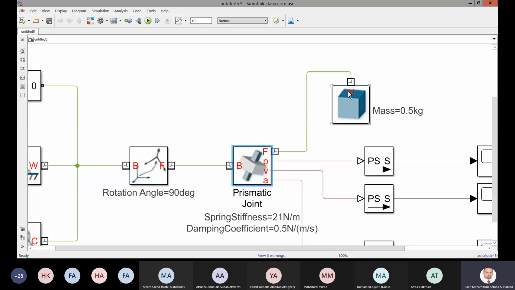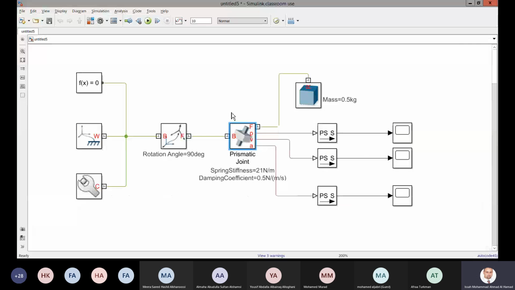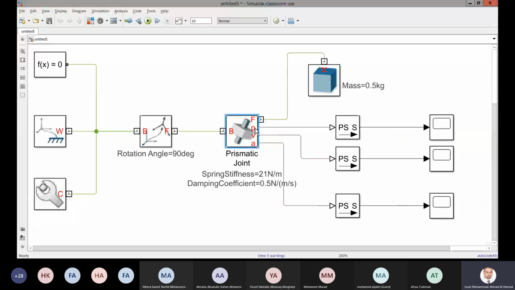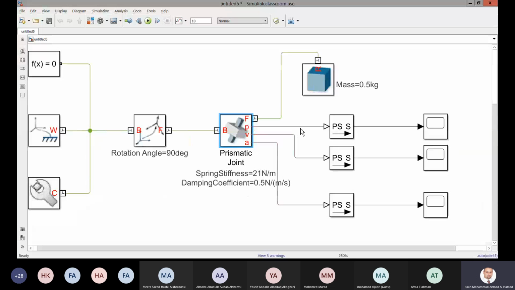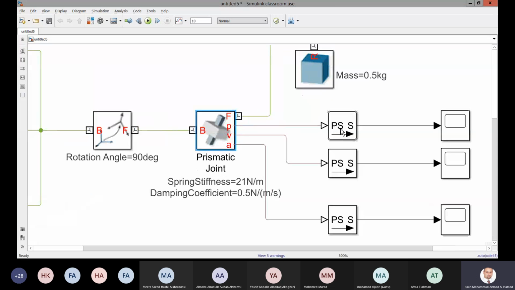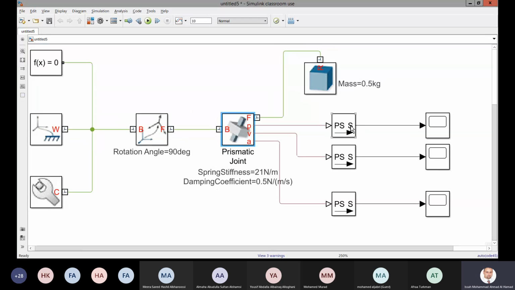This is the mass connected to the prismatic joint or connected to the spring. Now the output here is sensed by three sensors. This is the position sensor. Before it goes to the scope, you have to convert it from a physical signal to a Simulink signal. And the same applies to the velocity signal and the acceleration signal.